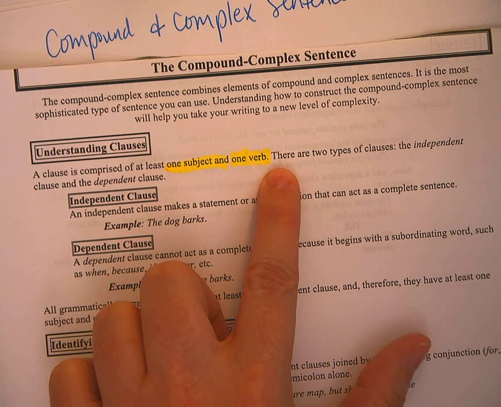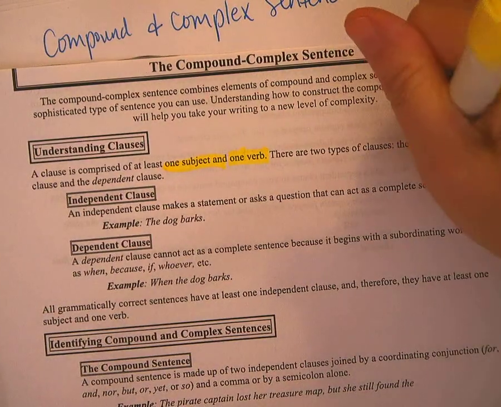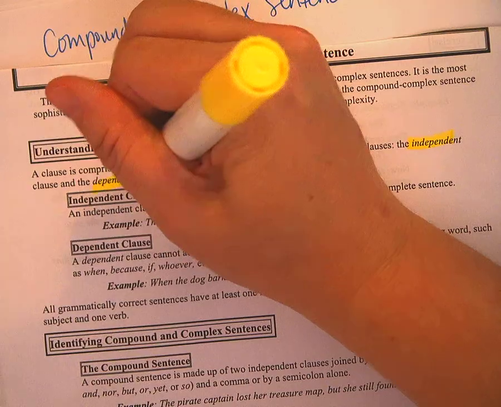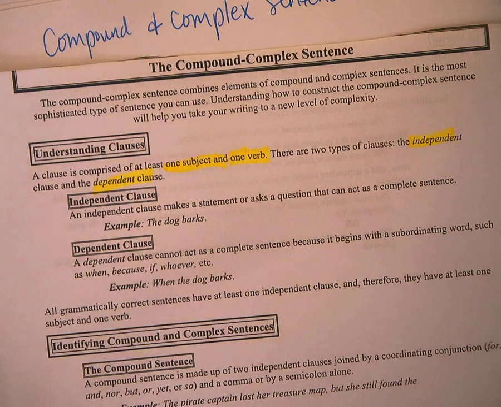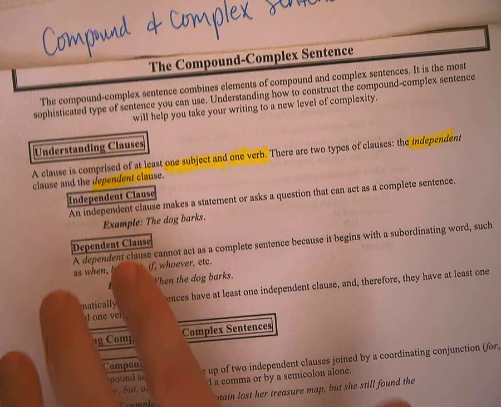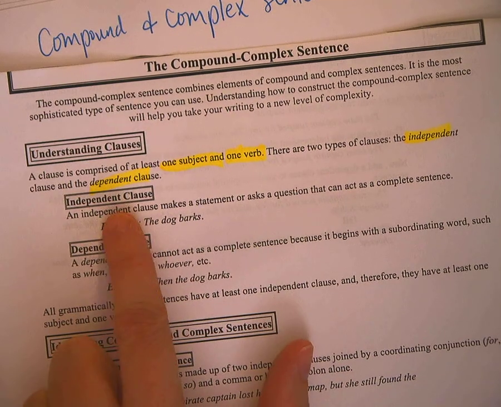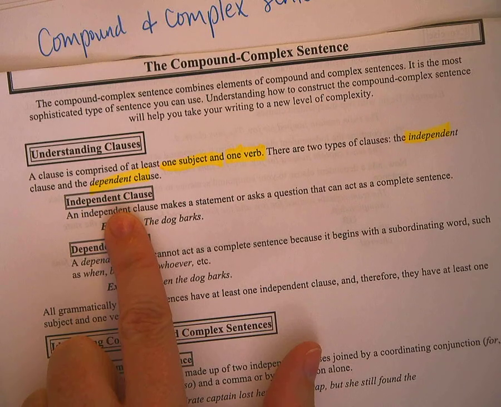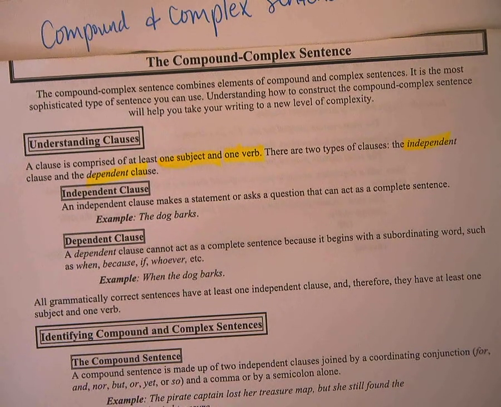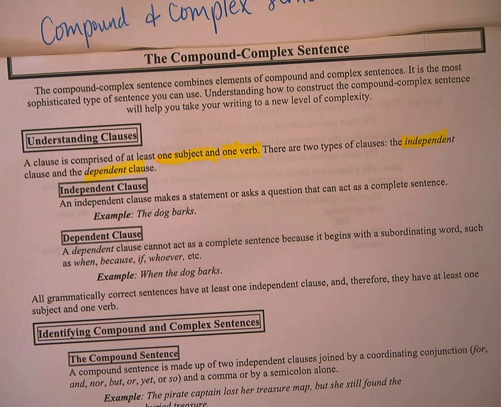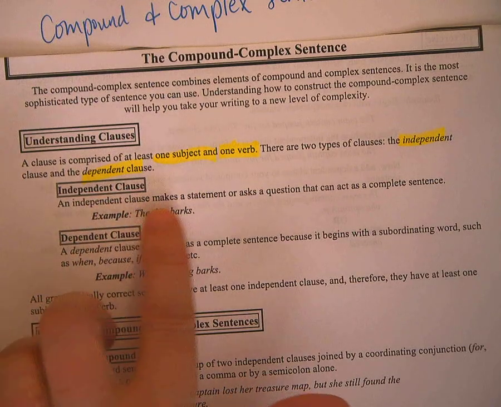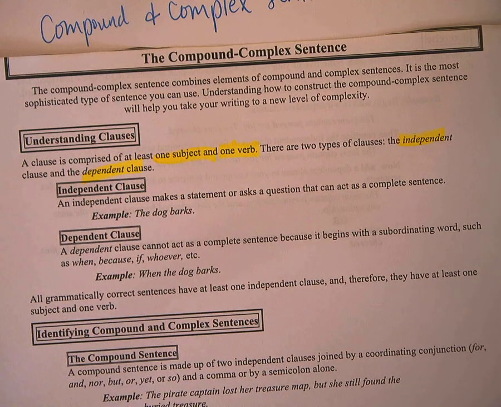There are two different types of clauses, the independent clause and the dependent clause. An independent clause makes a statement or asks a question that can act as a complete sentence. It is independent. There's a reason we call it an independent clause. It can stand on its own as a complete sentence. For example, the dog barks. We've got a subject and a verb, and it can stand alone as a complete sentence.